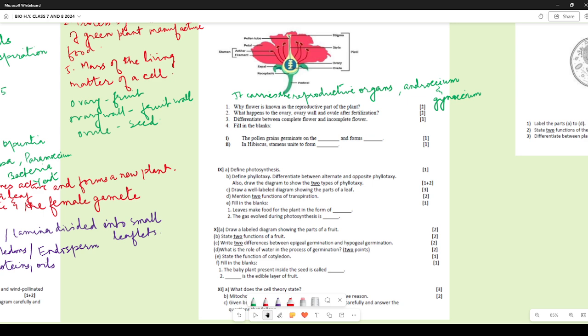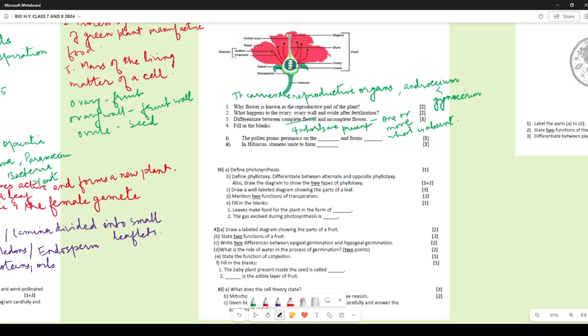Differentiate between complete flower and incomplete flower. A complete flower is the one in which all the 4 whorls are present. That means it will have calyx, corolla, androecium, gynoecium, everything. In an incomplete flower, one or more whorls are absent. It does not have all the 4 whorls. So they could be the unisexual flowers where either the androecium or the gynoecium is absent.